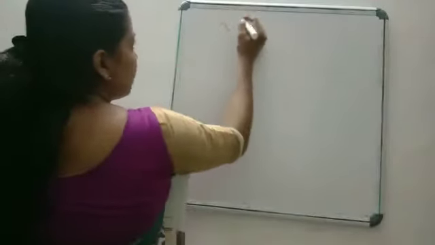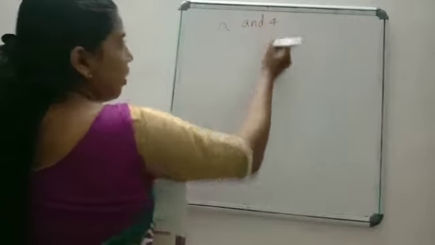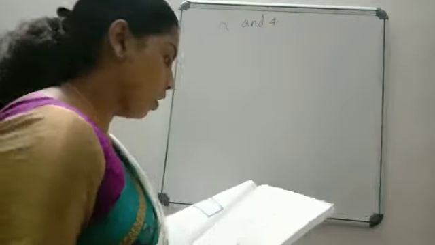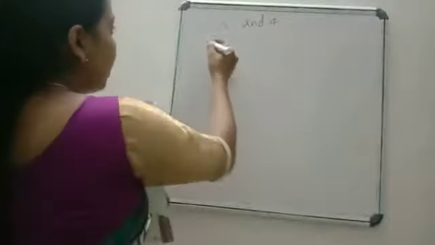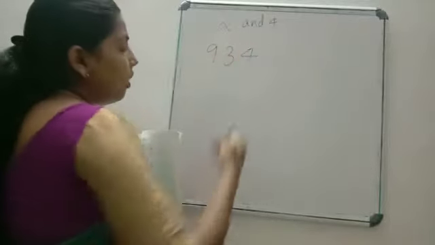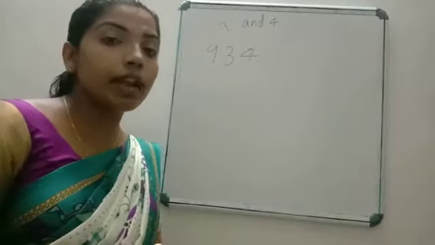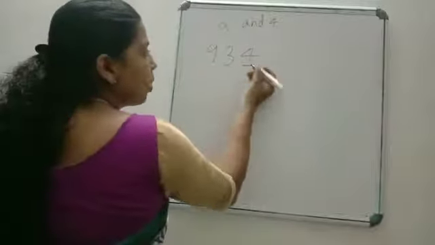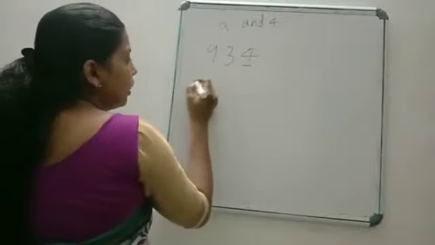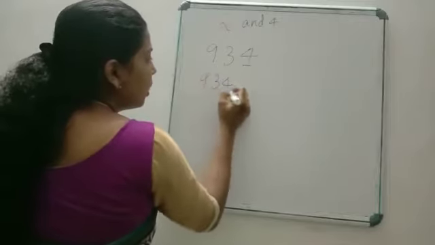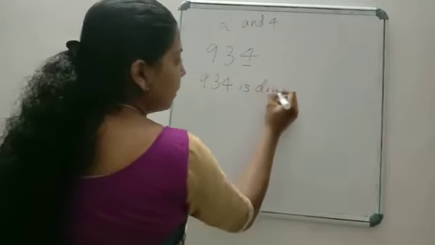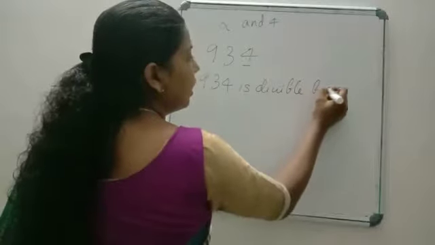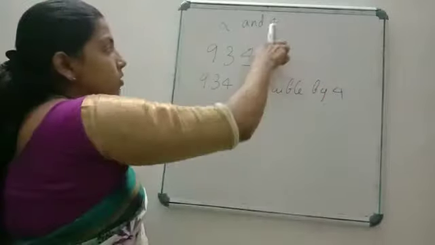Check if the following numbers are divisible by 2 and 4. So, here we have to check whether it is divisible by 2 and 4. So, let me do the first question. 934. We have to check the divisibility by 2 as well as by 4. Now, is it divisible by 2? Yes, because the number in the ones place is 4. So, 934 is divisible by 2. Now, next we have to check the divisibility by 4.